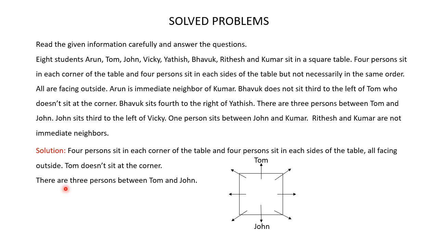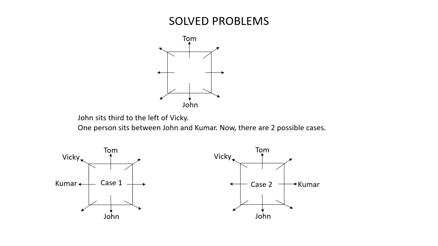It's given there are 3 persons between Tom and John. So clearly this will be the position for John. Only then there can be 3 persons between Tom and John. If you count from the right of Tom also, there will be 3 persons between Tom and John. And if you count from the left of Tom also, there will be 3 persons between Tom and John. So now we have this as Tom's position and this as John's position. This is the seating arrangement as of now.